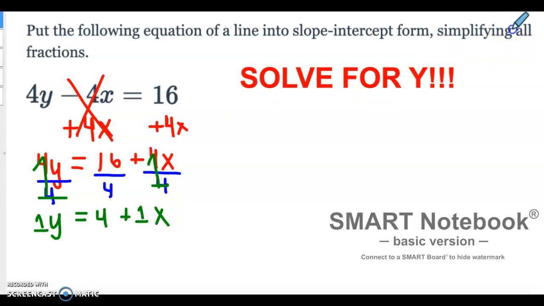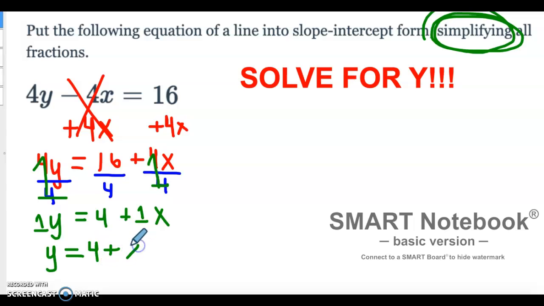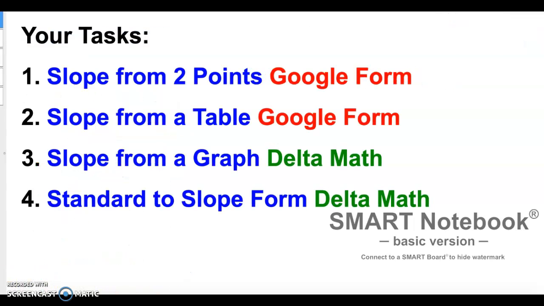Since the directions here told us to simplify all fractions, I'm going to rewrite this equation without the coefficients of 1. So here 1y, I'm just going to rewrite that as y because we know those are the same thing, is equal to 4 plus x, because we know that we don't have to write that coefficient of 1 in front of the y or in front of the x. And now we've taken our equation from standard form, we solved it for y, and now it's written in slope-intercept form.